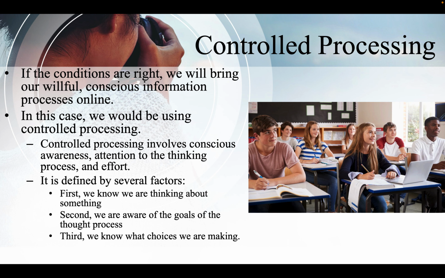In this case, we would be using controlled processing. Controlled processing involves conscious awareness, attention to the thinking process, and effort. It is defined by several factors. First, we know that we are thinking about something. Second, we are aware of the goals of the thought processes. And third, we know the choices we are making. We are making these choices, and we're doing it consciously. Automatic thinking, it just happens. But controlled thinking doesn't. Controlled thinking is us processing all this information, as much information as possible.